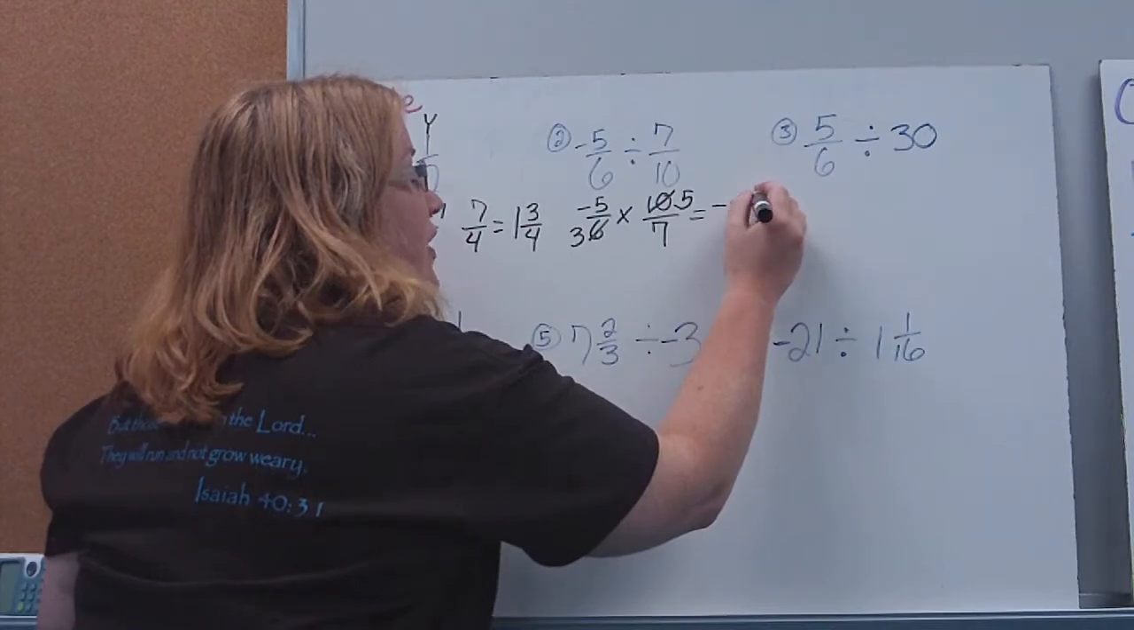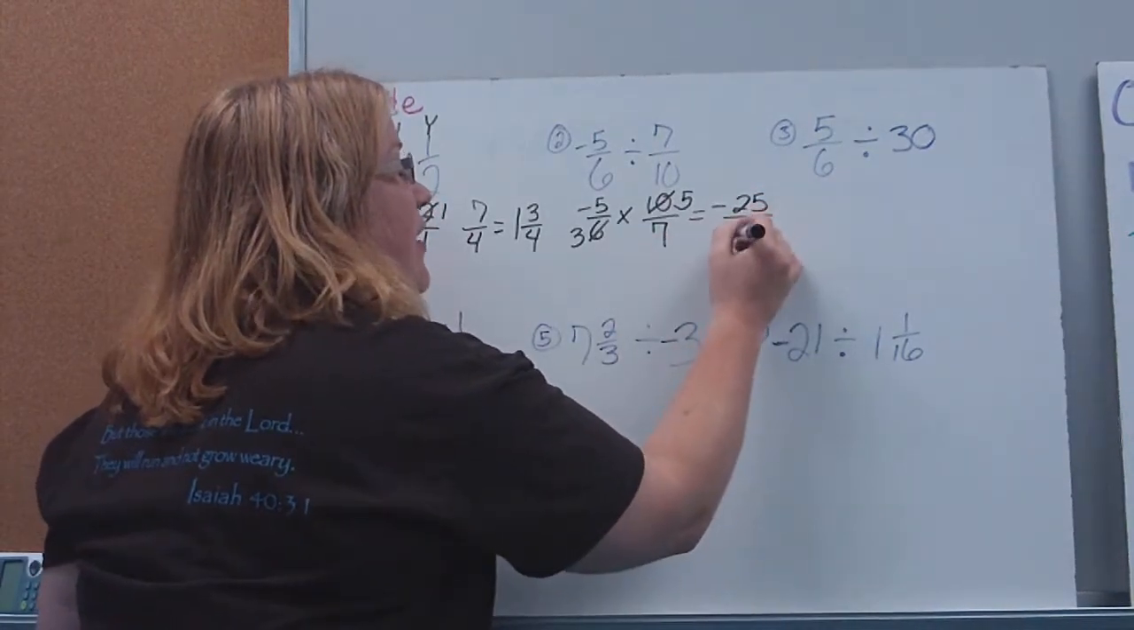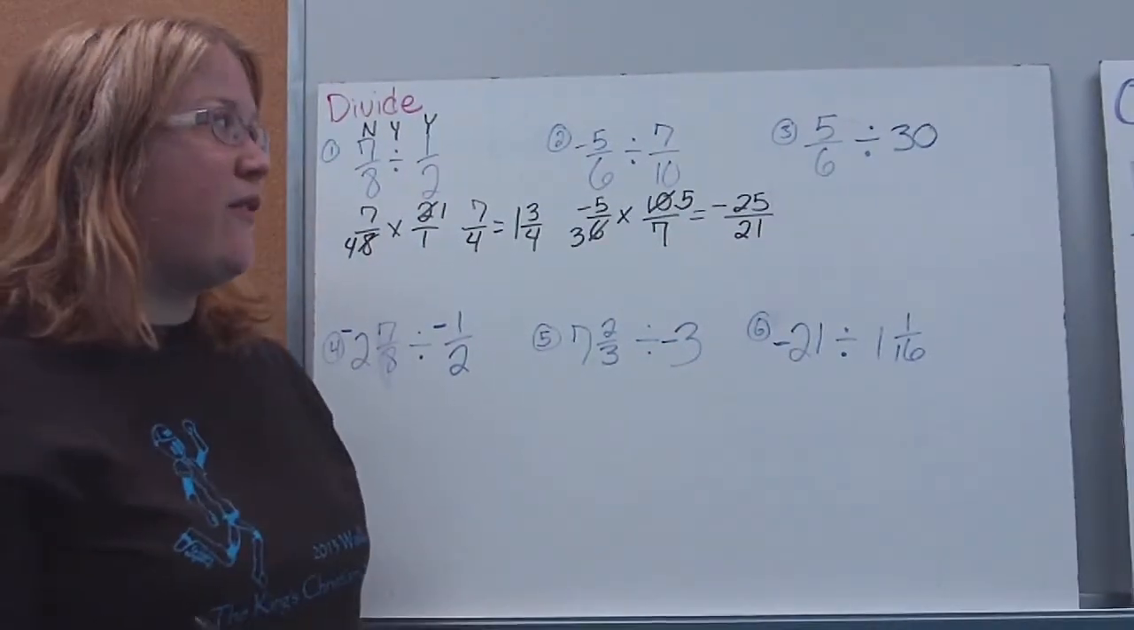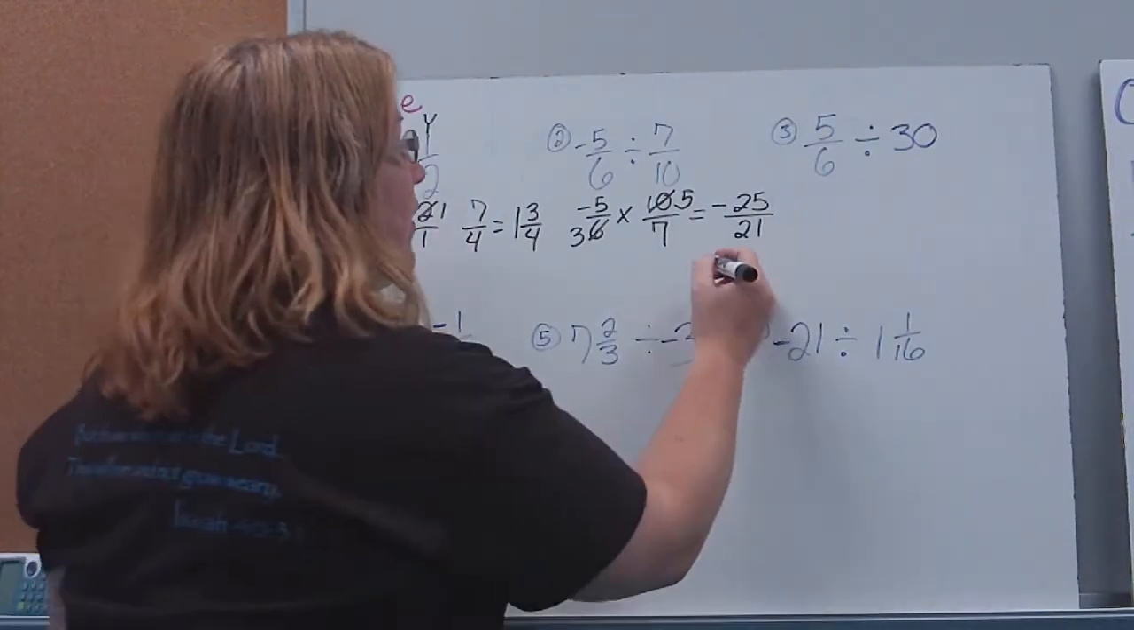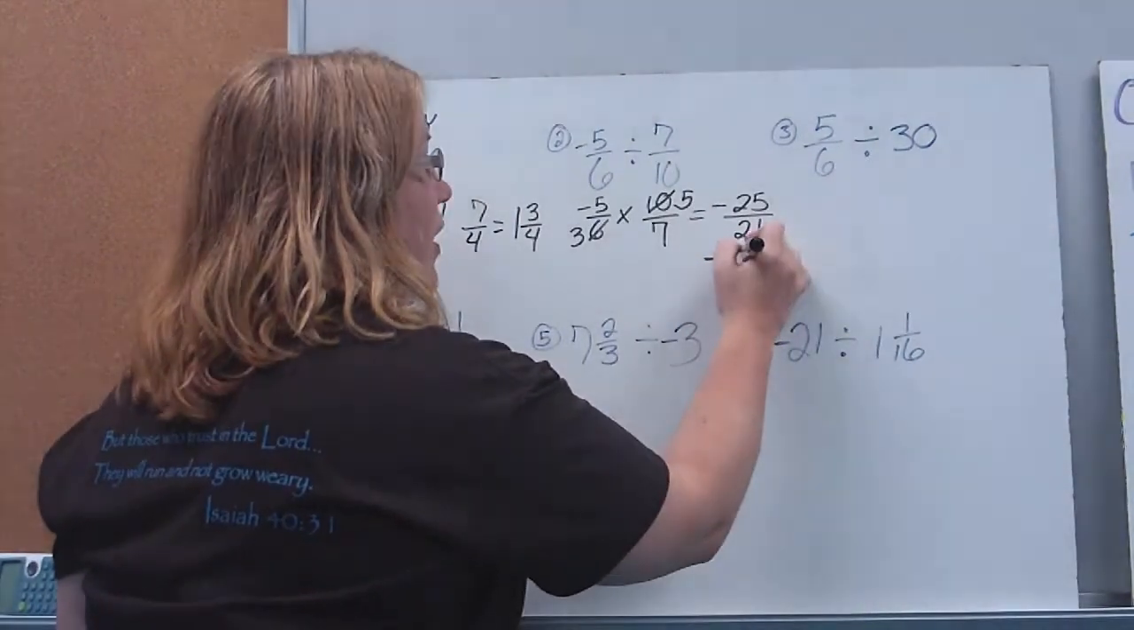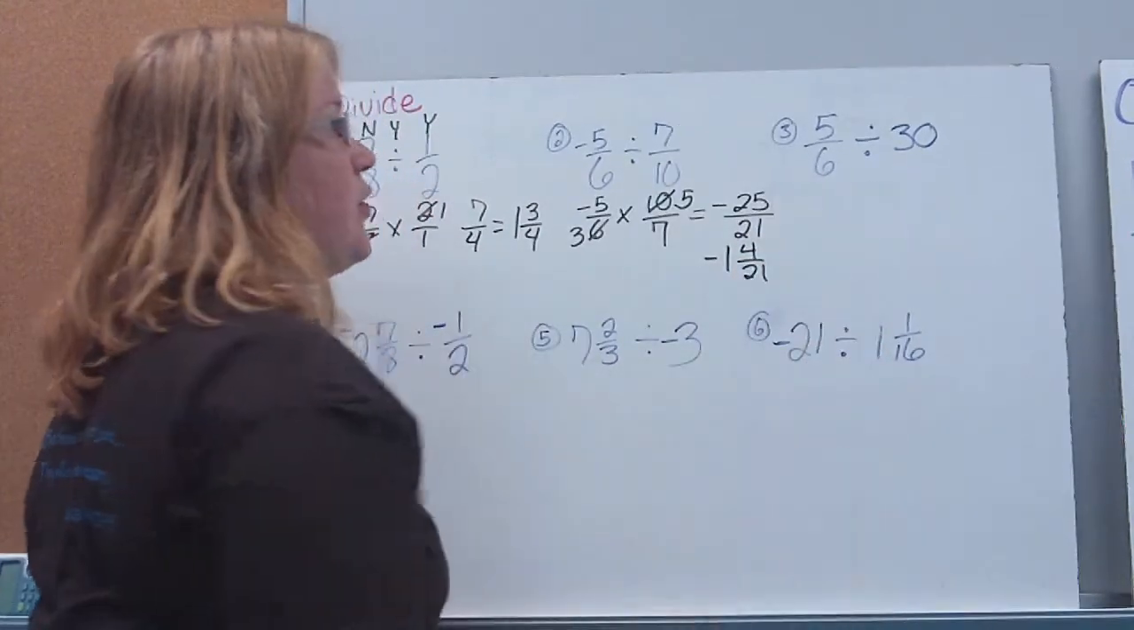5 times 5 is 25. 3 times 7 is 21. Negative 25 over 21. Or if we wanted to rewrite it, we'd call it negative 1 and 4 21sts.